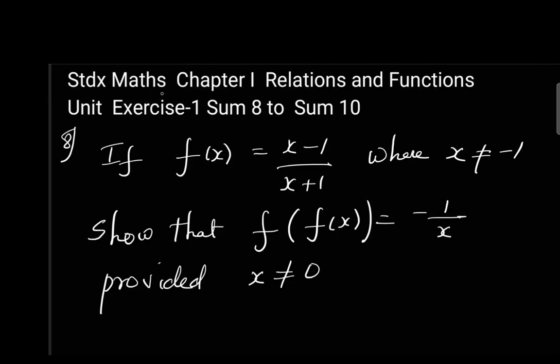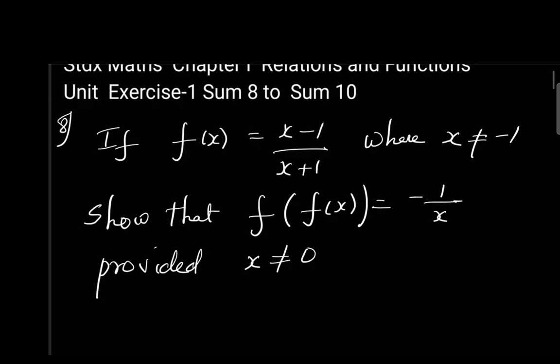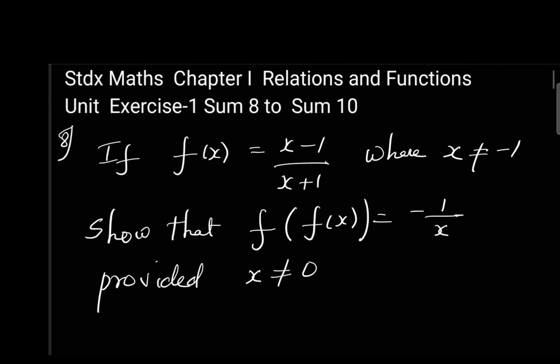Standard 10th Maths Chapter 1 Relations and Functions, Unit Exercise 1, Sum 8 to Sum 10. See the 8th sum. f(x) = (x − 1)/(x + 1), where x is not equal to −1. Why is it given as not equal to −1? If x is equal to −1, the denominator will be 0, so the fraction itself is not defined, and the function will not be defined. So the condition is that x should not be equal to −1.